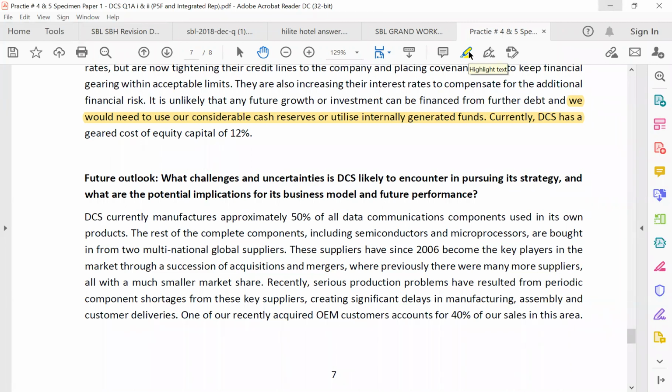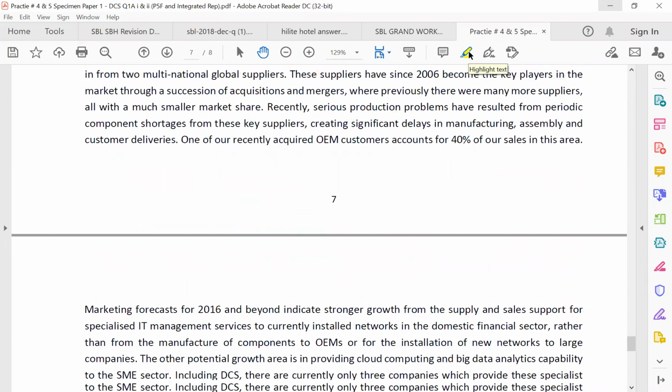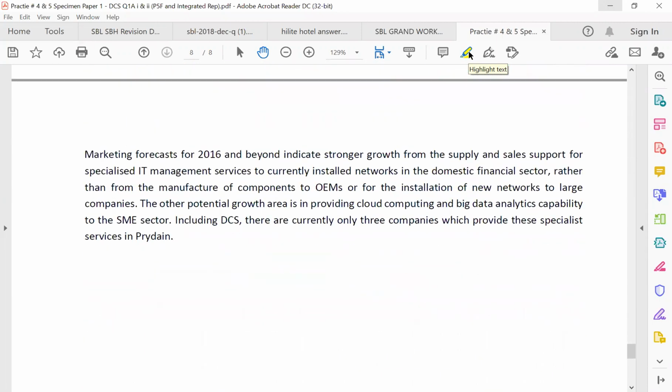Recently, serious production problems have resulted from periodic component shortages from these key suppliers, creating significant delays in manufacturing, assembling, and customer deliveries. One of our recently acquired OEM customers accounts for 40% of our sales in this area. Marketing focus.